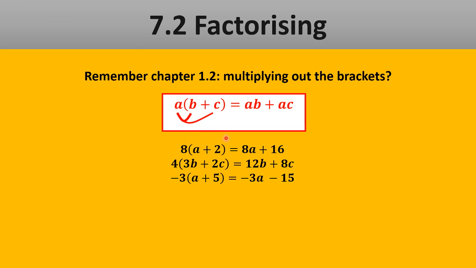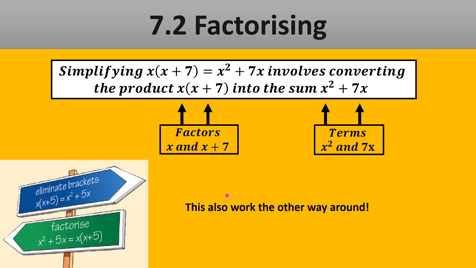And then we got exercises like this, right? 8 times a plus 2 is 8a plus 16. 4 times 3b plus 2c is 12b plus 8c, etc. Well, what we're going to do with factorizing is we're going to do this exactly the other way around. So simplifying x times x plus 7 is x squared plus 7x involves converting the product, something times each other, into a sum, something plus each other.